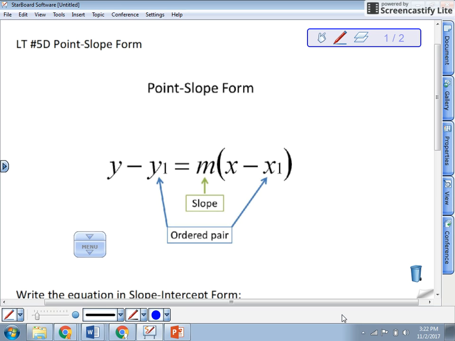Welcome to the notes on point slope form. So point slope form, the name tells you what you need. If you know a point and you know the slope, we can put it into this form.